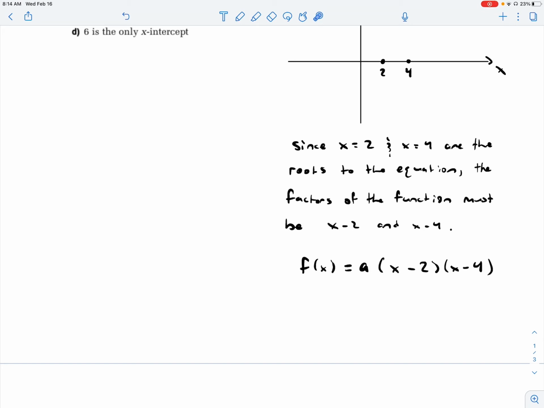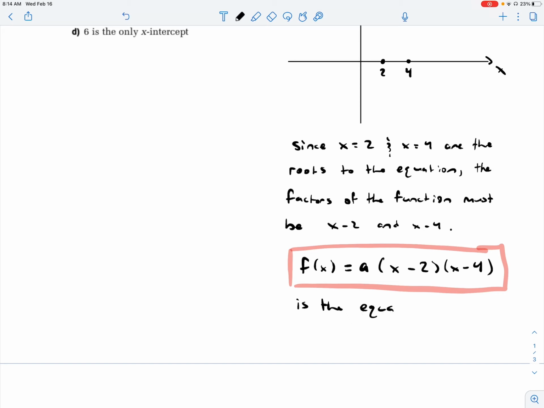We can see here that if you plug the x-intercepts into the equation, you're going to get your first 0, which makes everything 0, so that's why it's the x-intercept. Now, this is the family equation. This is the equation for this family of quadratics.